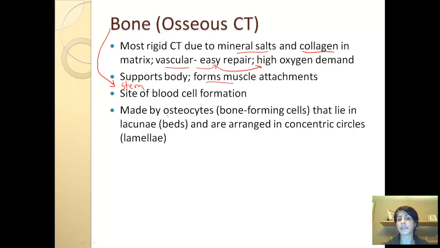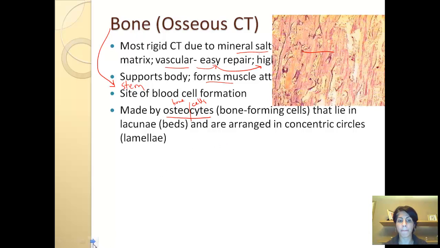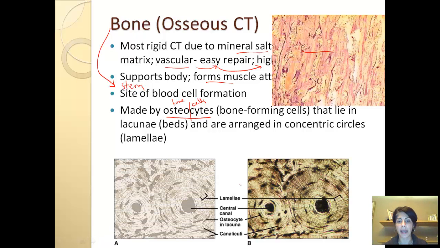And bone is made by special cells called osteocytes. Remember, osteo refers to bone, cytes refers to cells, so these are bone-forming cells that lie in little beds referred to as lacunae and are arranged in concentric circles called lamellae. So here's a nice picture of bone, and you can take a look at where bone cells begin, and here's where the blood vessels actually come through. And we'll take a look at this a little bit later in the skeletal system.